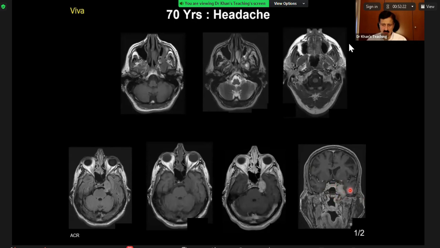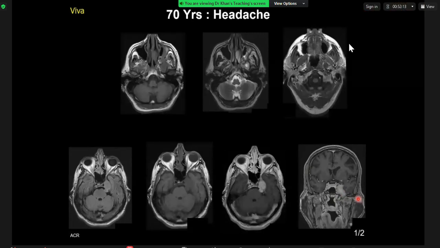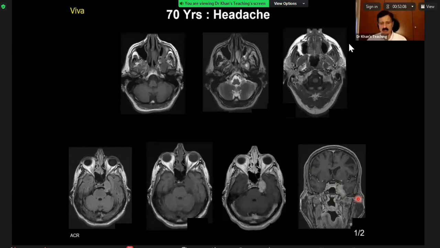What's happening here on this coronal post-contrast? So this lesion is enhancing and also extending intracranially with displacement of the anatomy. What comes to your mind then? What will be your differential? So meningioma would be one of them, because there's meninges around here and dura. The other mass lesion here could be a schwannoma.